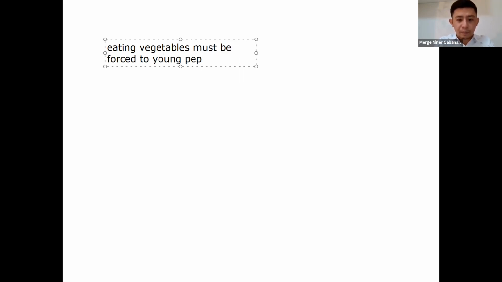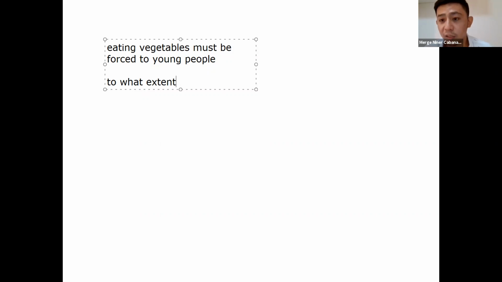Simplihan natin. Eating vegetables. Okay. Are good eating vegetables must be forced to young people. To what extent? Okay, I was about to answer agree 100% on this, but because of the forced, I won't. Okay? So what happens here is there's a reason why eating vegetables must be forced to young people statement comes into fruition. May dahilan kung bakit itong eating vegetables must be forced to young people ay it has come to existence. At ang dahilan nun is about health.